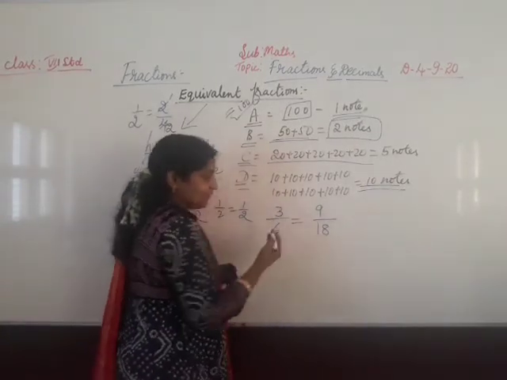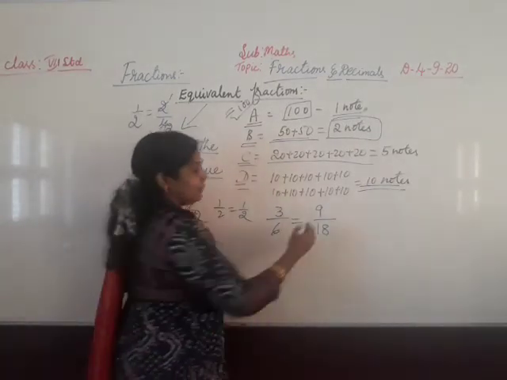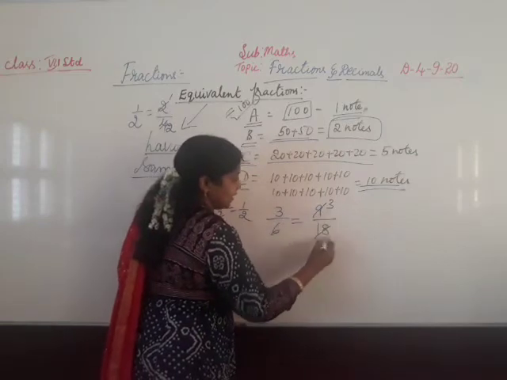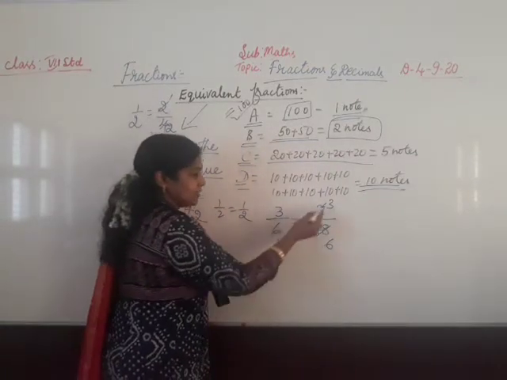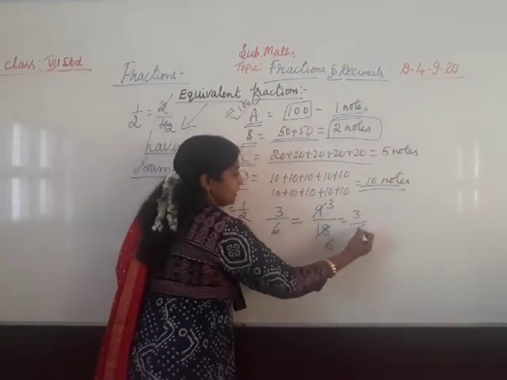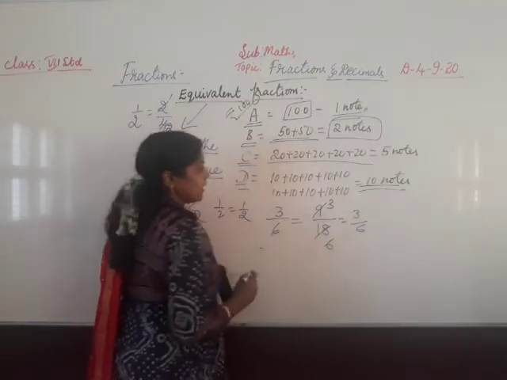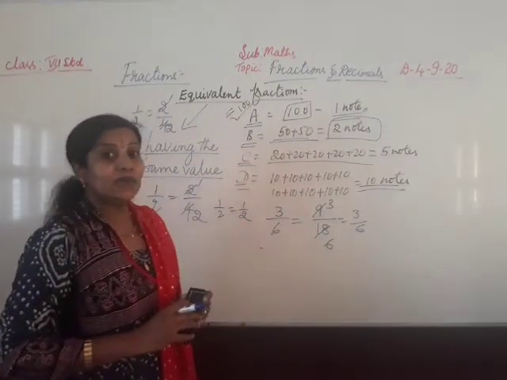Yes. If we see, suddenly we cannot make out that both are equivalent. Bring it to the simplified form. 3 3s are 3, 3 6s are 6. Yes, 3 by 6. The answer we got is 3 by 6. So we can say 3 by 6 and 9 by 18 are equivalent fractions.